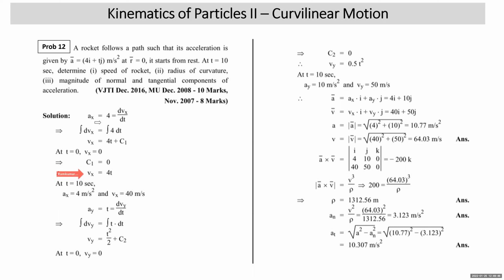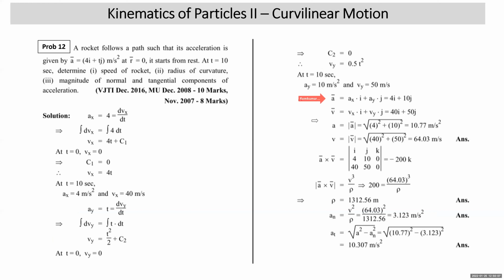ay is t, given to you here, tj. dvy upon dt equals t. Separate terms and integrating both sides, you get vy is equal to t square by 2 plus c2. Put t is equal to 0 and vy is 0, you get c2 as 0. So vy comes out to be 0.5 t square. At t is equal to 10 seconds, ay is 10 meter per second square and vy is 50 meter per second.